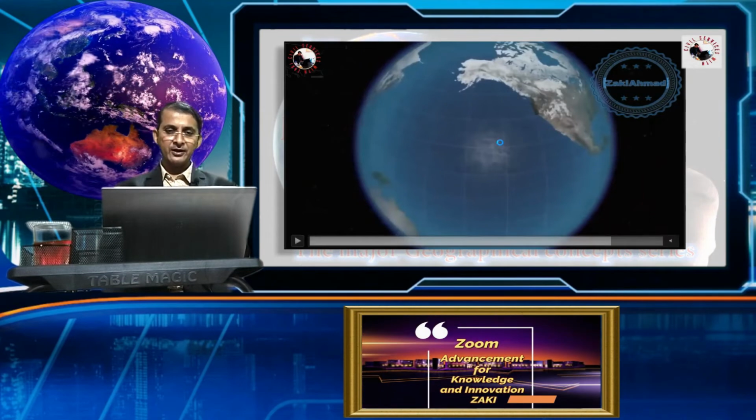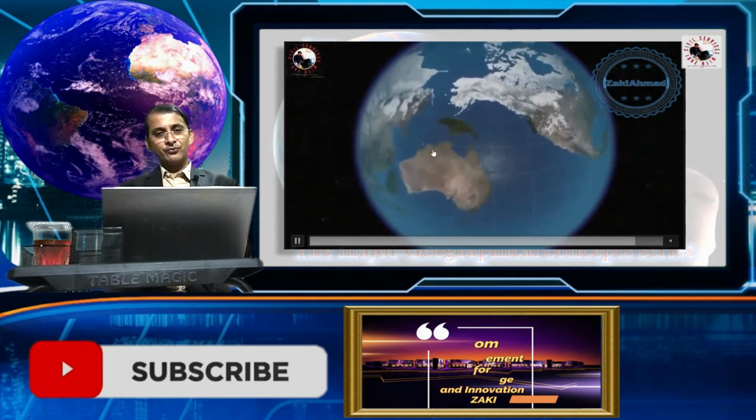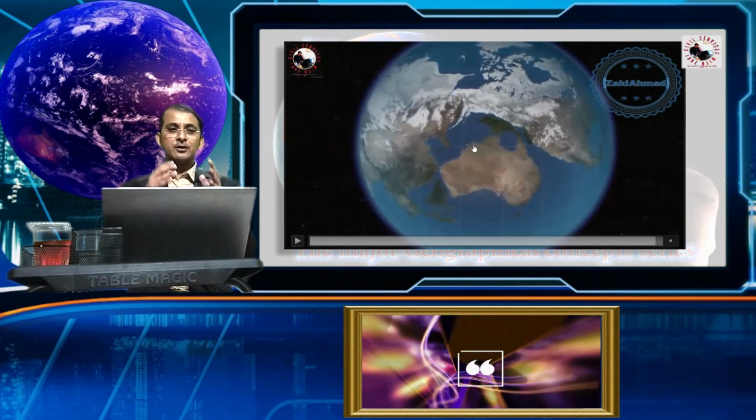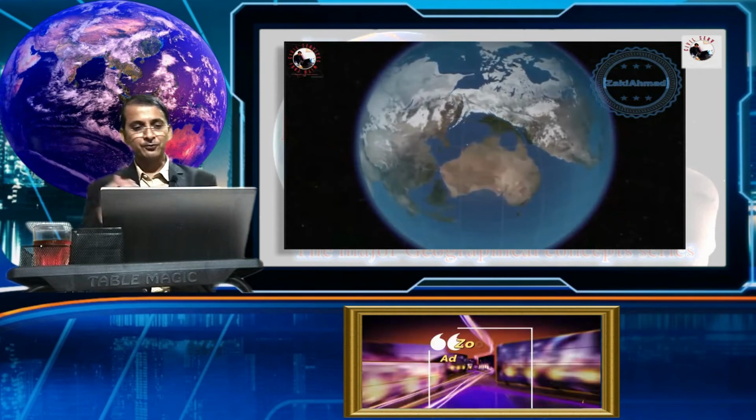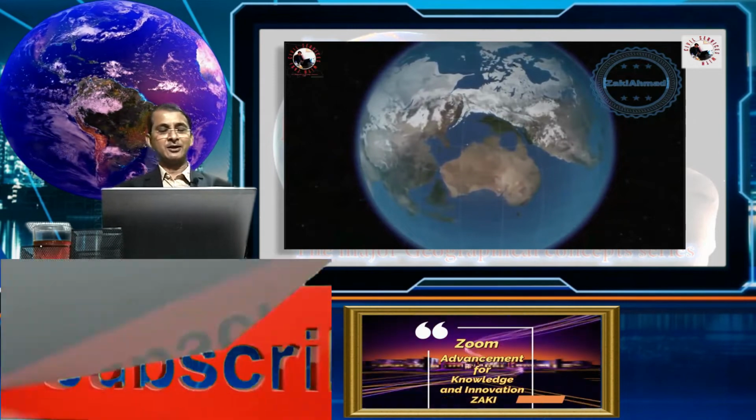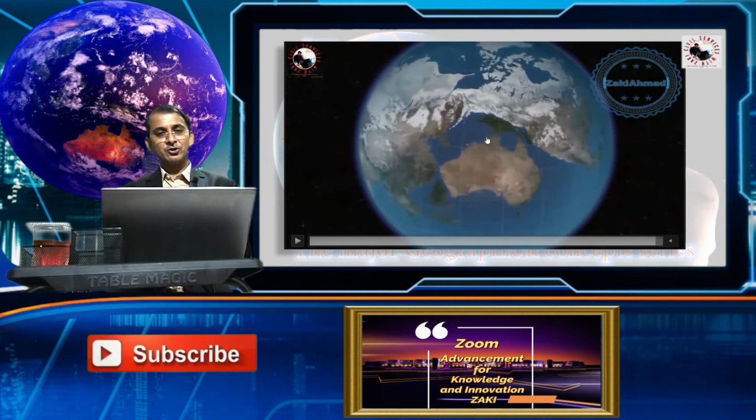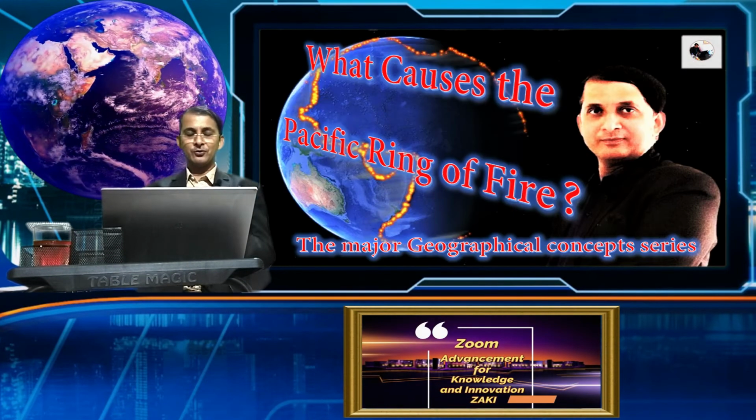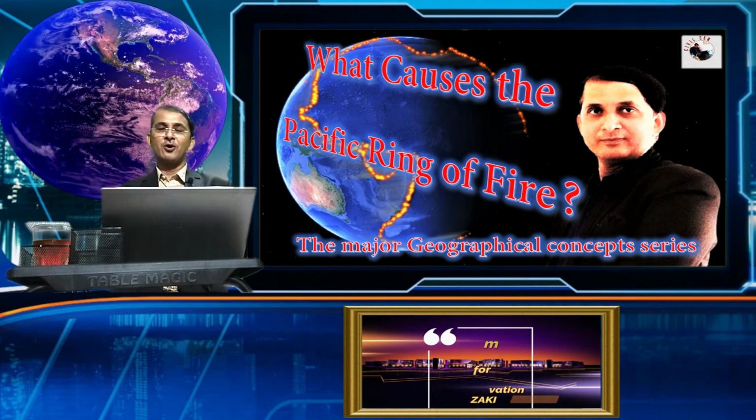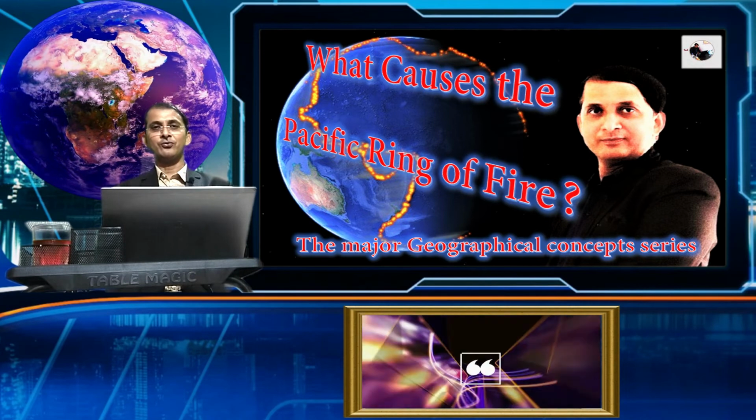So in the future, the Pacific, the world's largest ocean, will disappear. See in the animation, Australia collides with North America, and a supercontinent may form in the future. Various scientists call it AmAsia, meaning America and Asia joined together. So that's all about the Pacific Ring of Fire. Now we know why this Ring of Fire was generated and why it is called the Ring of Fire.